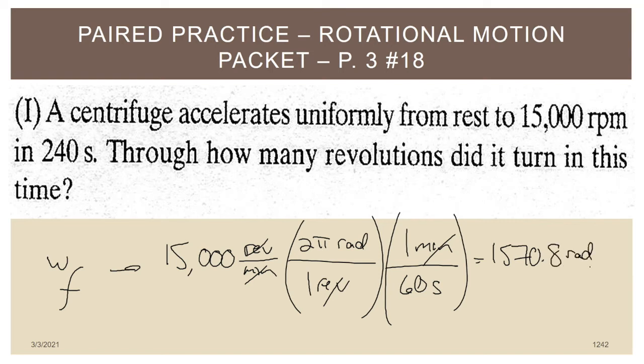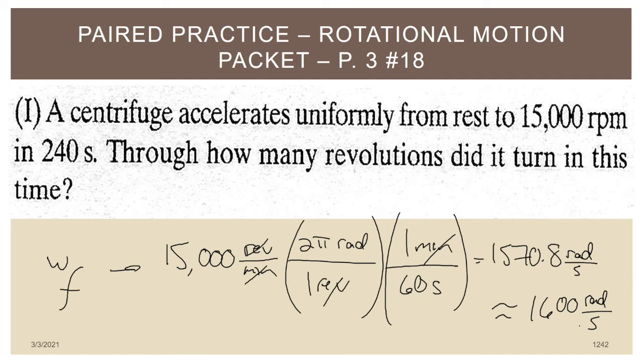Now, of course, radians per second. Of course, though, 15,000 only has 2 sig figs. And so we're going to have to call that 1,600 radians per second. Now we're ready to solve the problem.